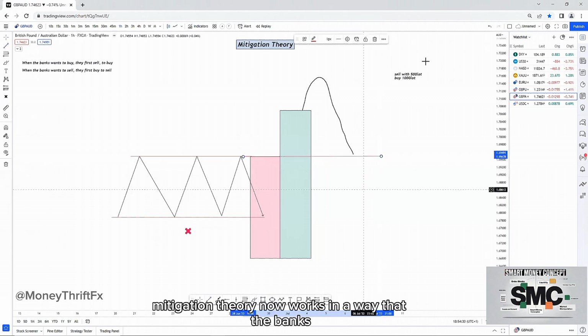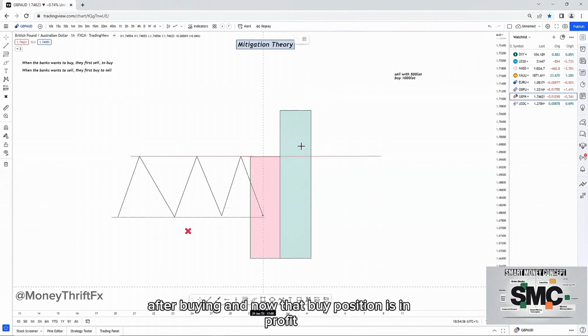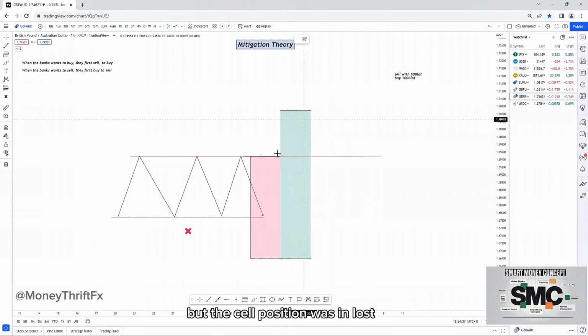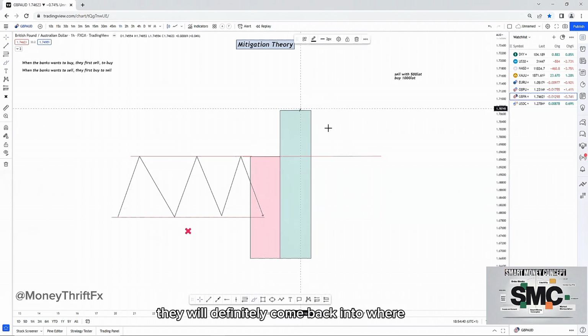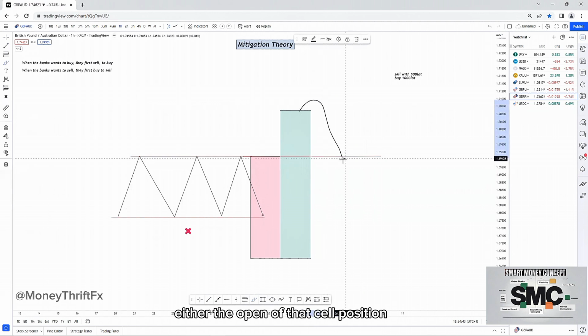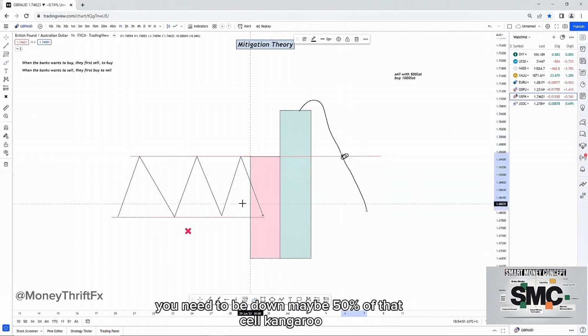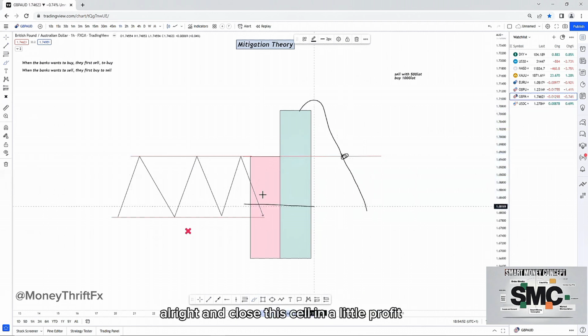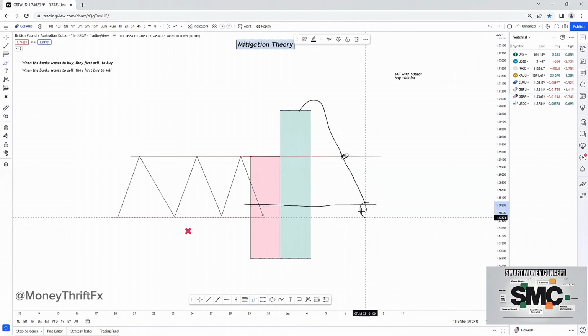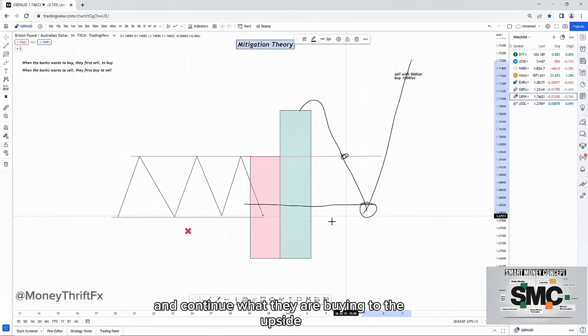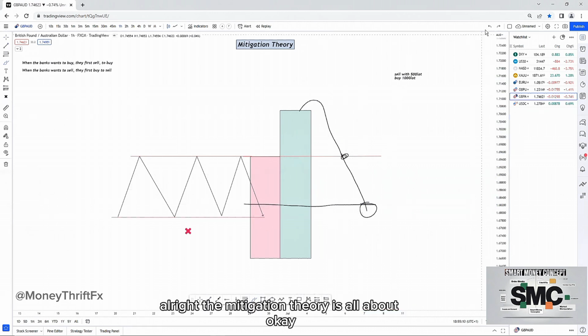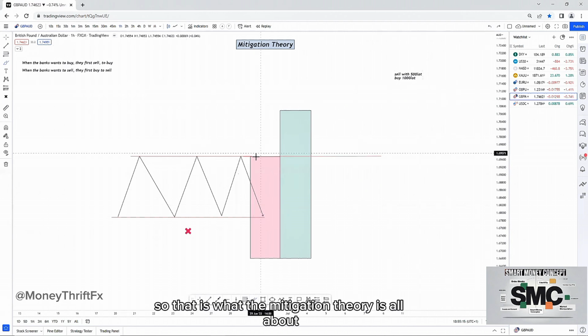So the mitigation theory works in a way that the banks, after buying, and now their buy position is in profit but their sell position is in a loss, will definitely come back to where either the open of that sell position to close it at break even, or they will still bring price a little bit down, maybe 50% of that sell candle, and close the sell in a little profit and continue their buy to the upside. That is what the mitigation theory is all about.